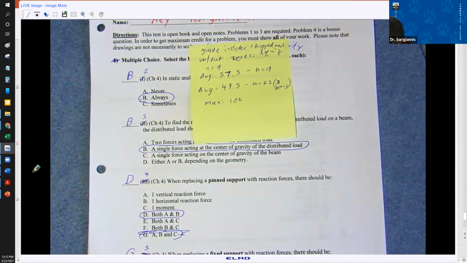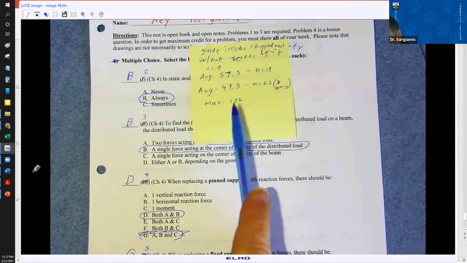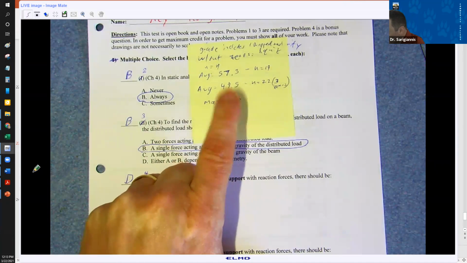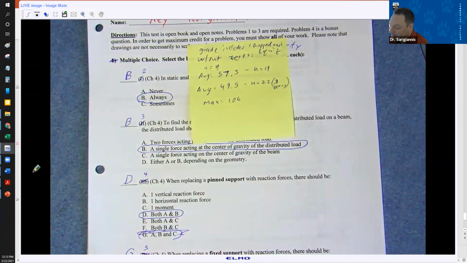So if you're not happy with your grade, the maximum was 106. So more than one person got the bonus, or at least part of the bonus. So I did give bonus points out. It's just that no one got a perfect grade on everything. So there's no 110s, but there was 106. I think this person got the whole bonus, but missed some points somewhere else.